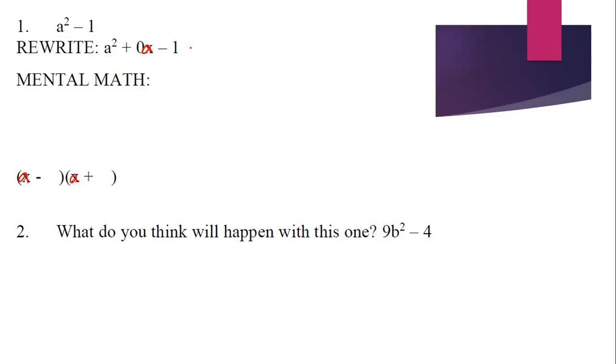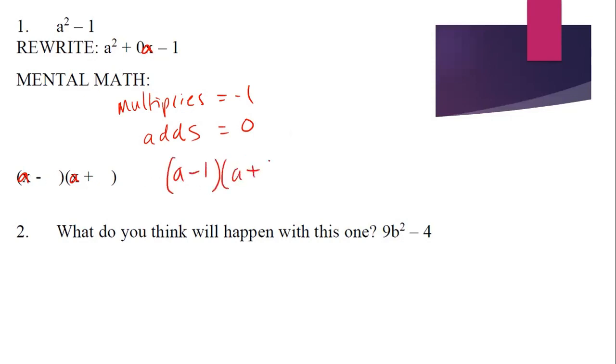0a minus 1. What this is asking us, remember, is what multiplies to equal -1 but adds to equal 0. So I'm looking for two numbers that will multiply to equal -1 but add to give 0. And the only possibilities for that would be a minus 1 and a plus 1, because we need to be able to equal 0.